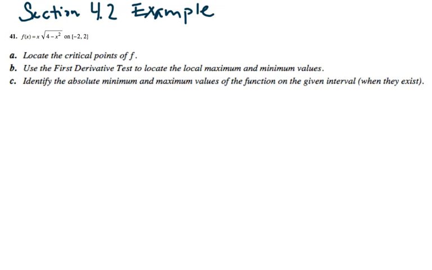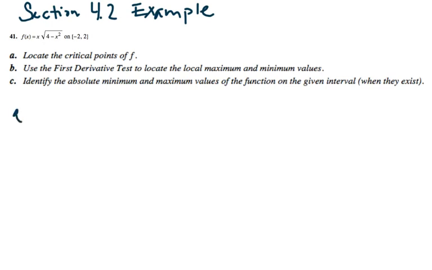Alright, welcome back to section 4.2. I'm going to do an example. So we have f of x equal to x times the square root of 4 minus x squared on the interval minus 2 to 2. So we're asked to find the critical points of f, then we're asked to use the first derivative test to locate the local max and min values. And then we're asked to identify the absolute min and max values on the given interval.